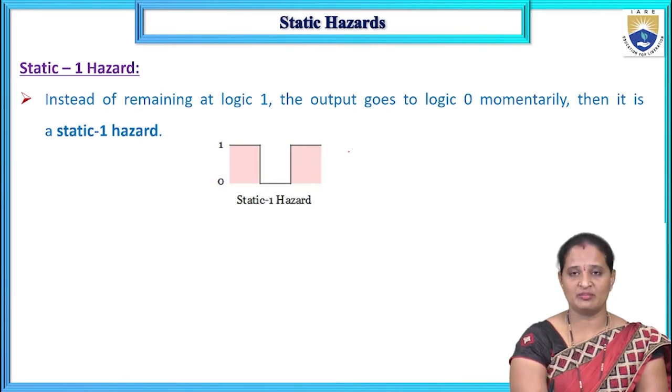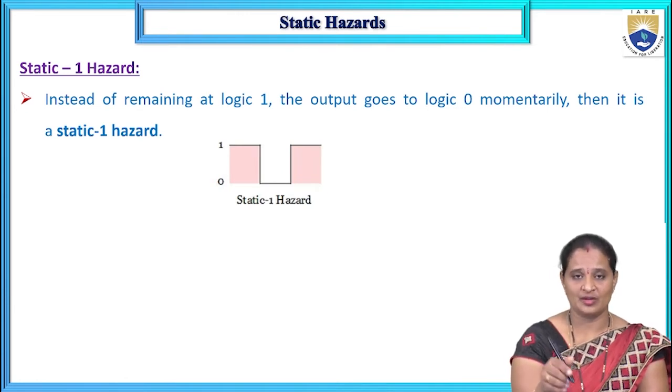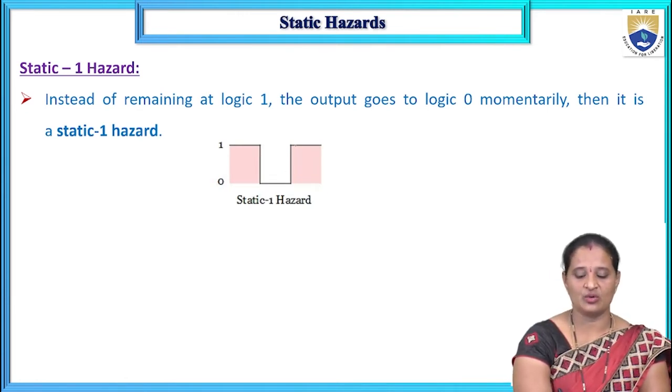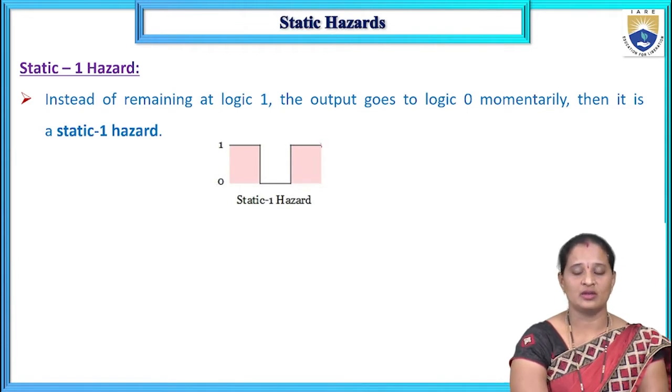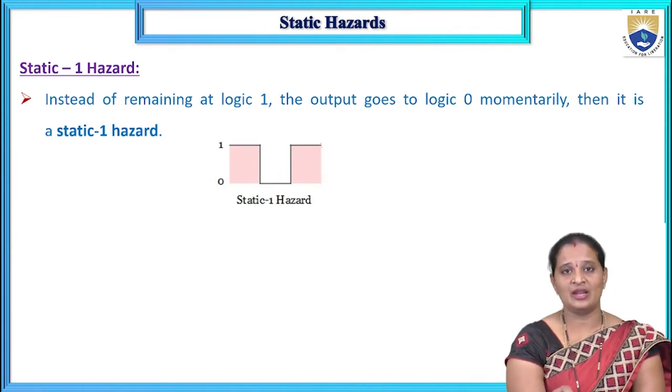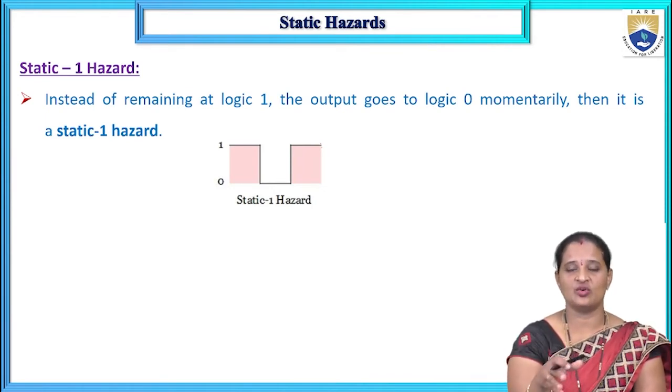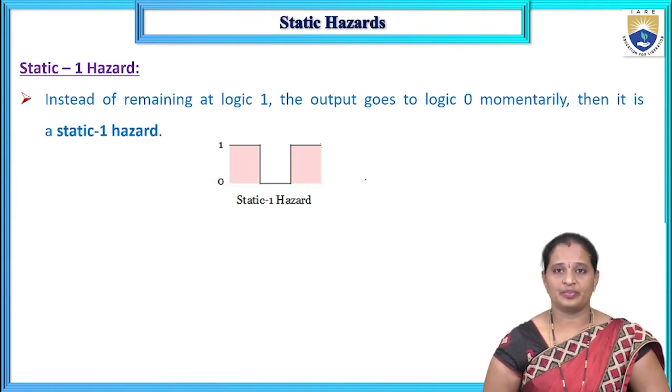The output has to remain at a logic 1, but momentarily it is changing to 0 and again it is going back to 1. So such type of hazard is known as static 1 hazard. Actually the output should remain at logic 1 even for the change in the input, but it is changing to logic 0 momentarily. So such type of hazard is called as static 1.